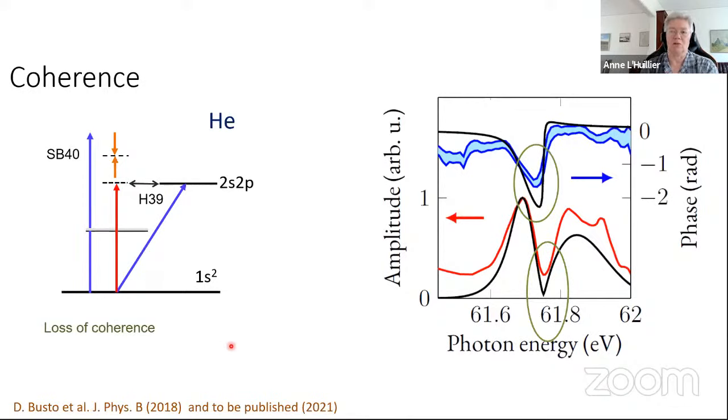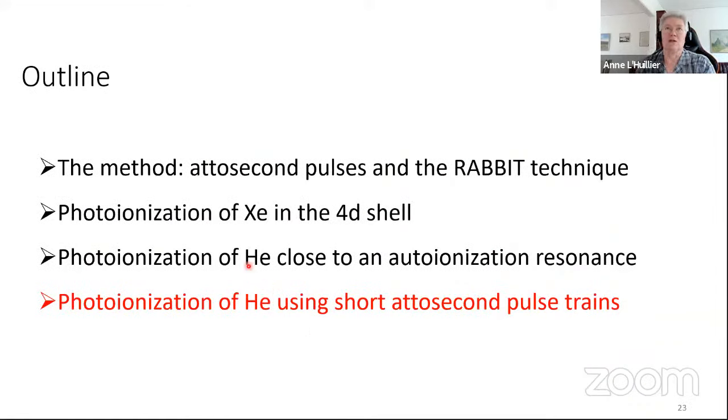So the question that we are asking ourselves at the moment is how to characterize this possibly partially incoherent wave packet, and what the possible interpretation is of what is happening, and also the difference between sideband 38 and sideband 40. It might be the influence of another discrete state, the 2p2 state, which is close to sideband 40. This is a story to be continued. Let me now move to the last topic of this talk, which is photoionization of helium using a short attosecond pulse train.